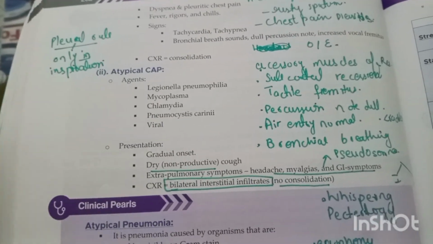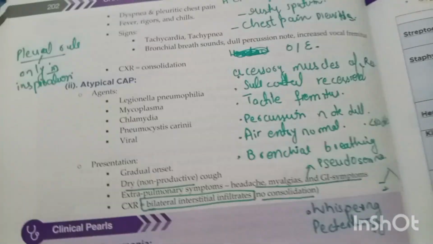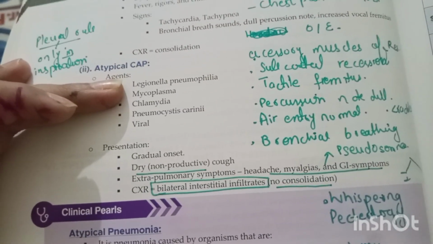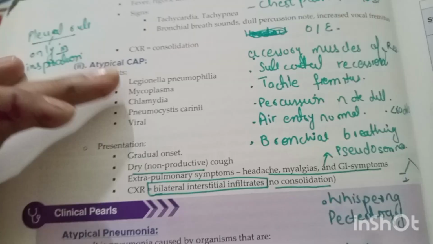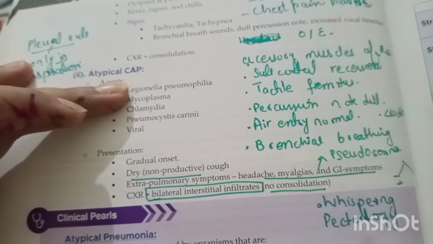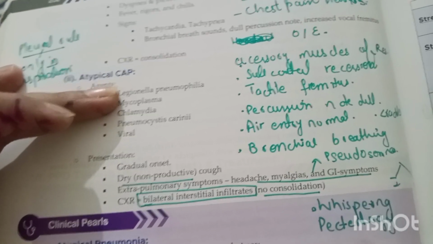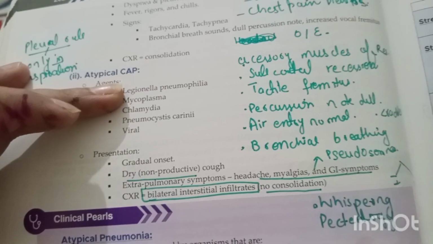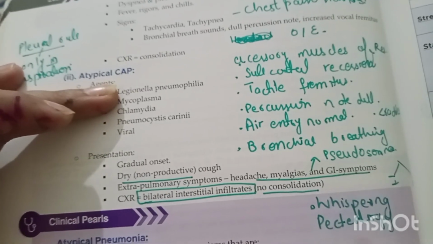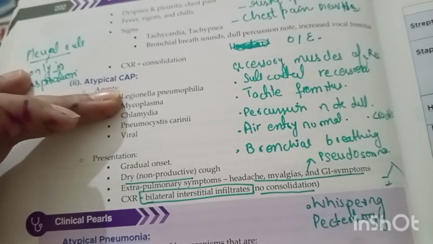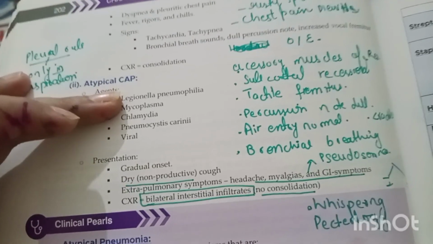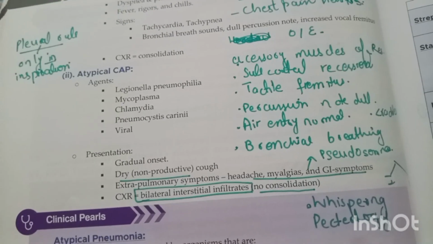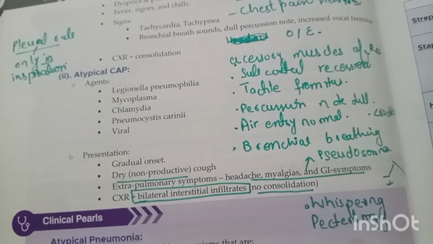If I discuss the agents of atypical pneumonia, let's suppose Legionella pneumophila is there. It is transmitted by water droplets. If the patient has a history of staying in a hotel or traveling on a cruise or ship, some expensive ship, then the patient may suffer from Legionella pneumophila because it is transmitted by water droplets.